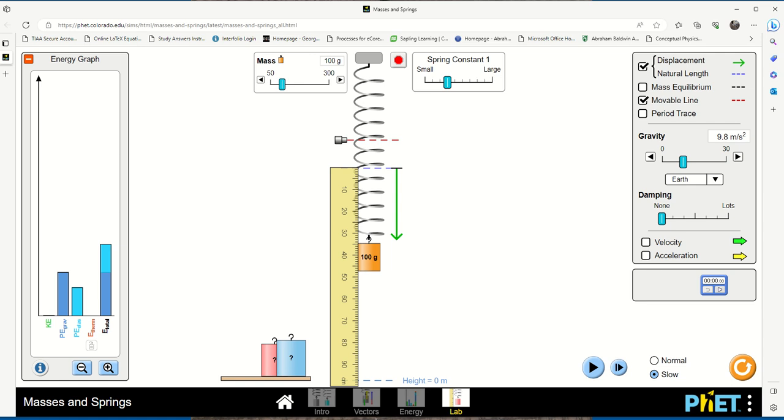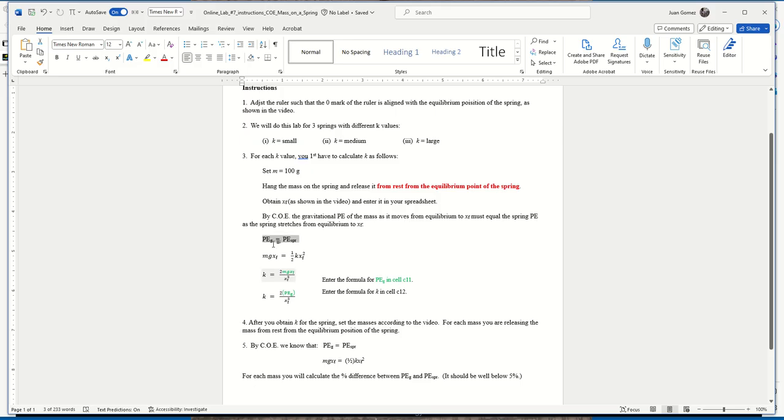So we're getting the k value. We know that by conservation of energy, the gravitational potential energy of the mass as it moves from equilibrium to XF must equal the spring potential energy as the spring stretches from equilibrium to XF. So you have PE gravity equals PE spring, or mg XF equals 1/2 k XF squared. Initially we need to solve this equation for k. Nothing complicated. k is simply equal to 2 mg XF all over XF squared.